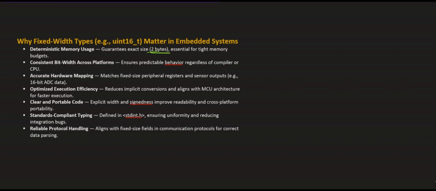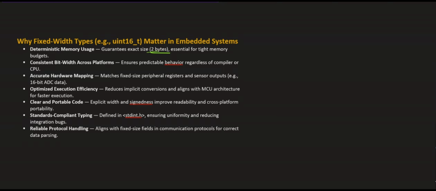Let's try to understand fixed width integer types such as uint16, uint8, uint32 and uint64, which are fundamental in embedded systems and firmware development because of the following technical advantages. I have chalked down the technical advantages, and it is a very important point for interviews as well. This has been asked in interviews. It is one of the favorite interview questions for an embedded firmware engineer, usually asked of freshers and intermediate embedded engineers.